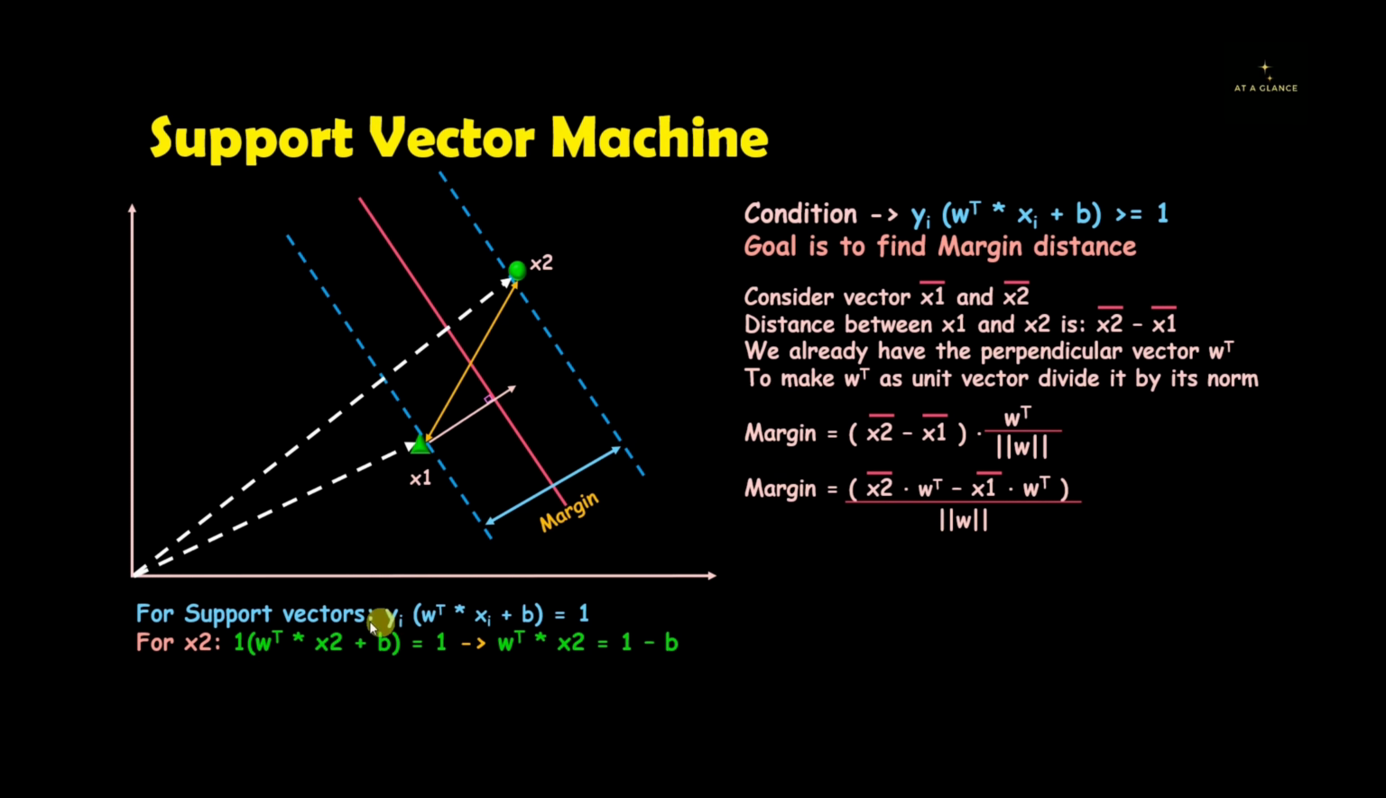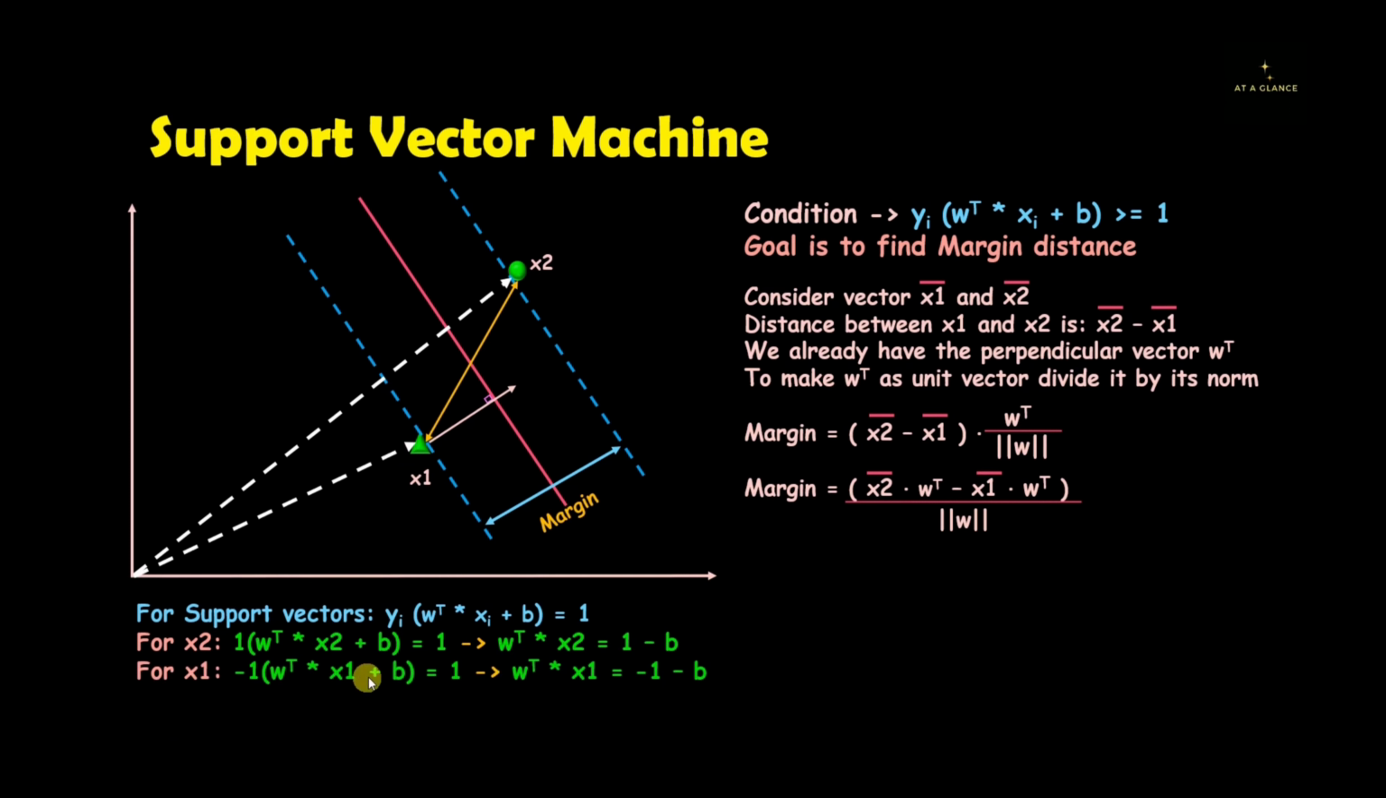So for x2, since it is lying on the positive gutter, prediction for x2, that is yi, will be plus 1 multiplied by the expression W transpose multiplied by, instead of xi we can write x2 plus b equals to 1. We have this condition. If we take W transpose multiplied by x2 on one side and the other terms on the right hand side, we can get W transpose multiplied by x2 equals to 1 minus b. Similarly, we can do it for x1.